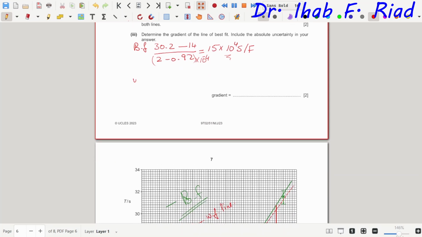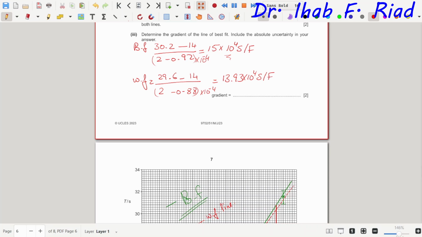Now, the worst fit line, it is going to be 29.6 minus 14 divide 2 minus 0.88 times 10 to the power minus 4, which is 13.93 times 10 to the power 4 s per farad.